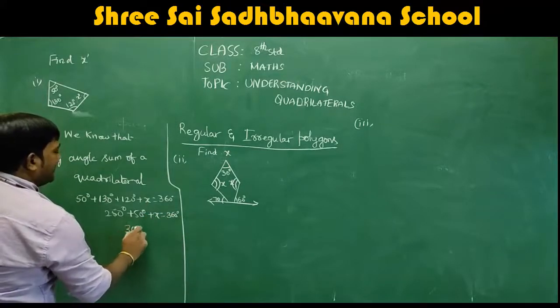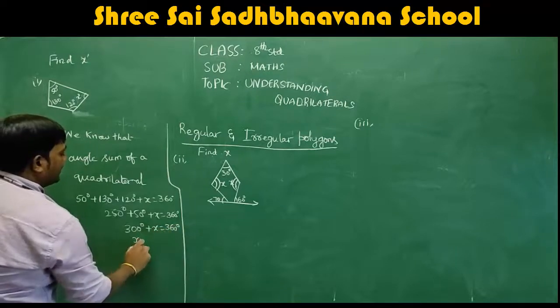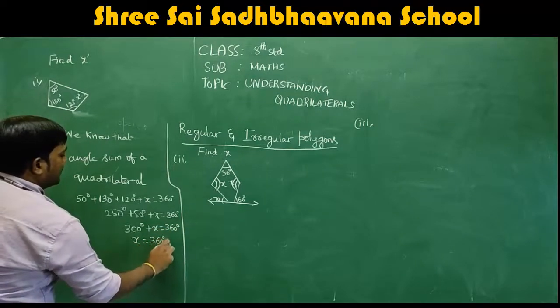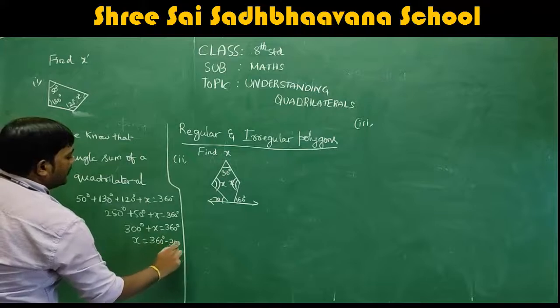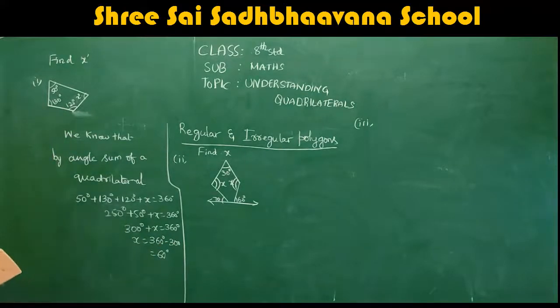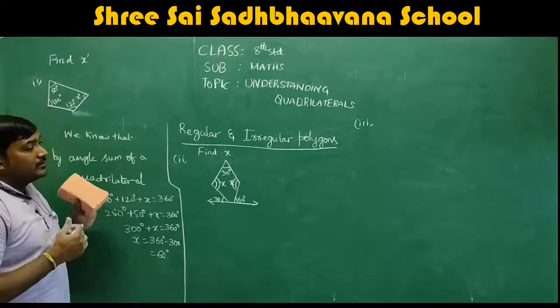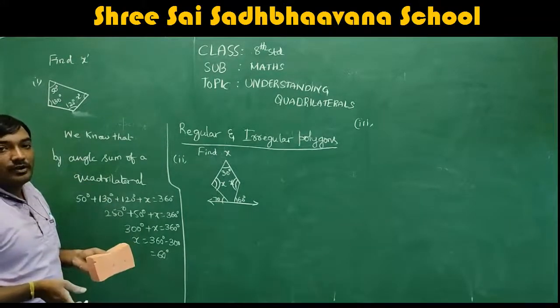So which is 300 degrees plus x is equal to 360 degrees. So x is equal to 360 minus 300, which is 60 degrees. Correct? So we got the x value as 60. It is very simple. You should know the angle sum property. That is very important. If you know the angle sum property, this is very, very easy to solve.